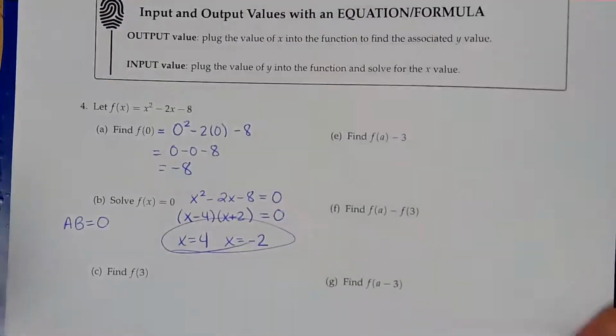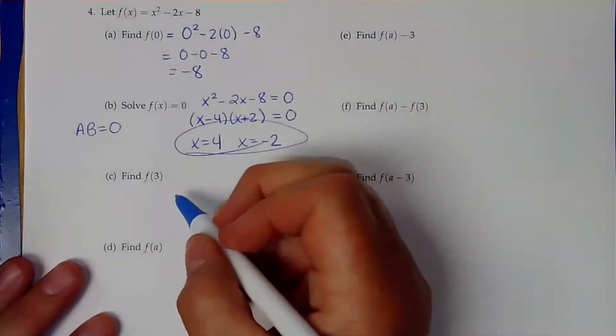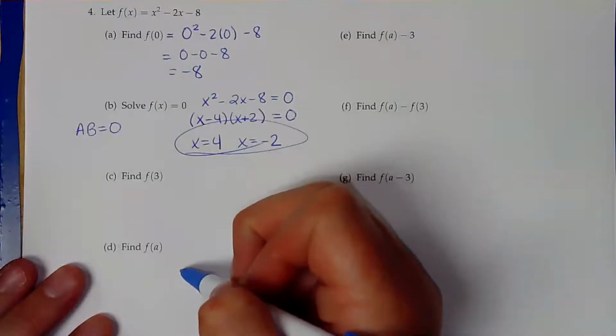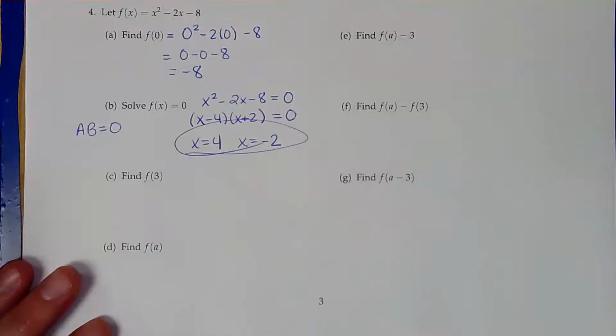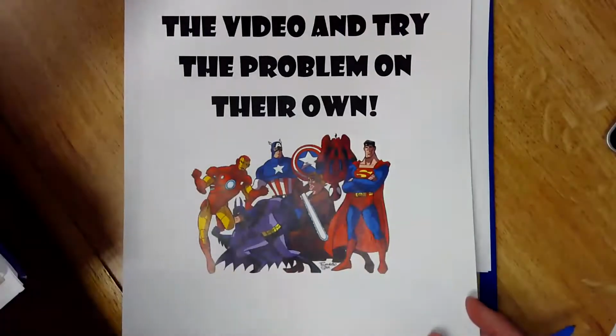What I would like you to do is go ahead and pause the video, see if you can find f of 3. I think you should be pretty successful at that, I'm hoping. And then give f of a a whirl. If you don't know how to do that, that's fine. Give it your best shot. And then we'll come back and take a look at that together and make sure we're all on the same page before we finish the rest of these.